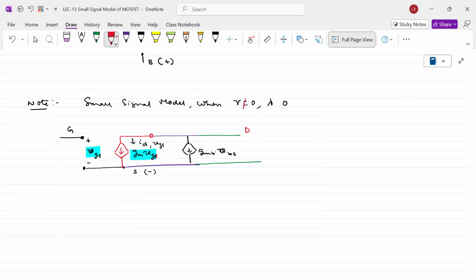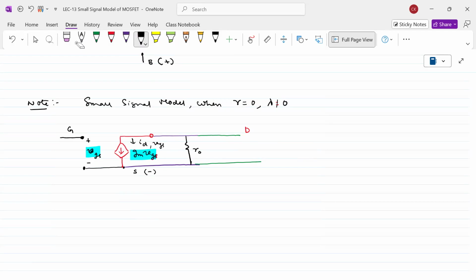I'm so sorry, the last case was actually wrong. This is what is correct for this one. If I take the reverse, if the body effect is 0 but the channel length modulation is not equal to 0, then what do I have to do? I have to replace this one and use a resistance value, R0.